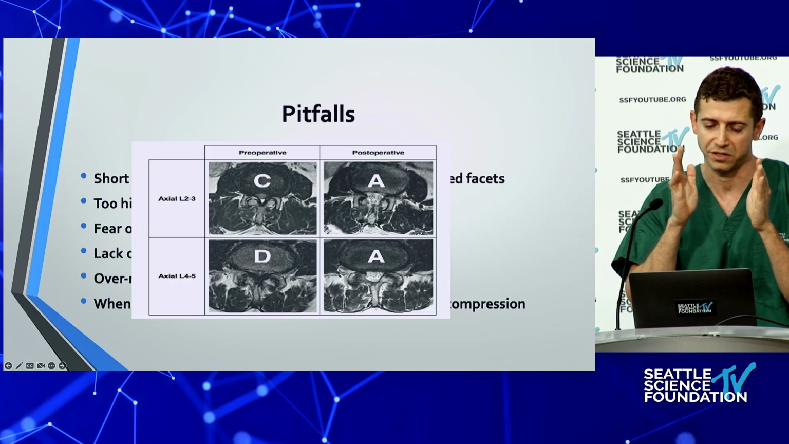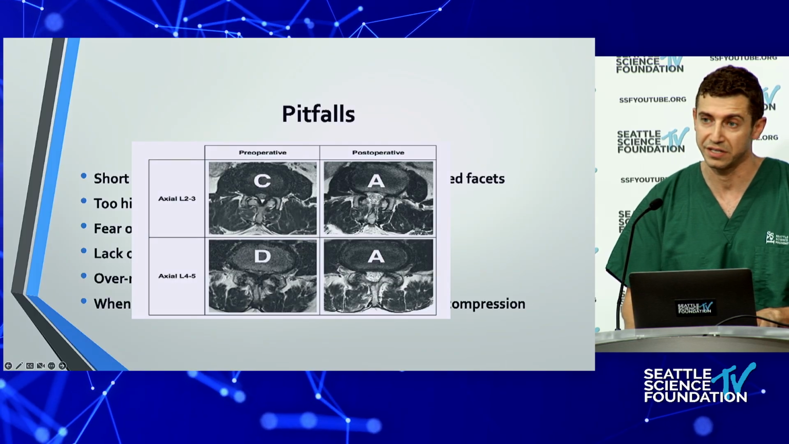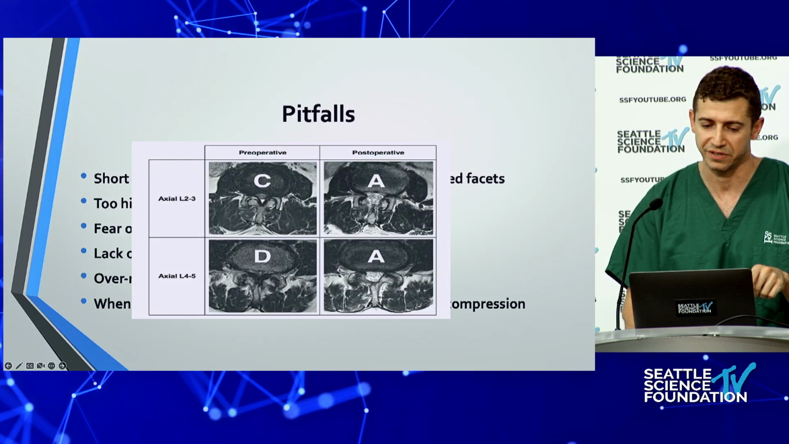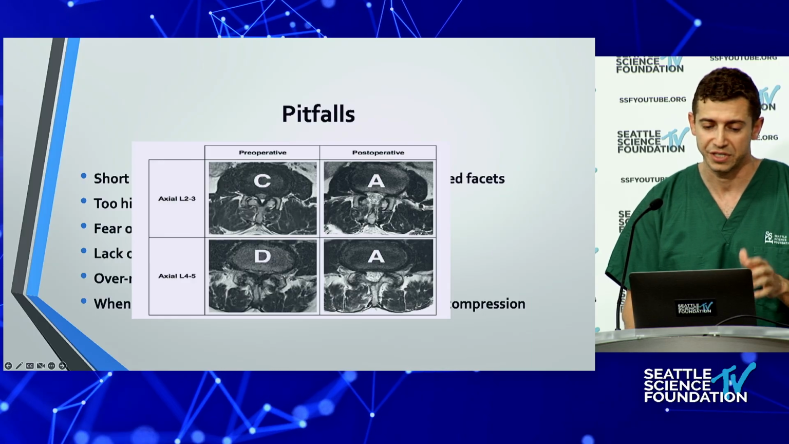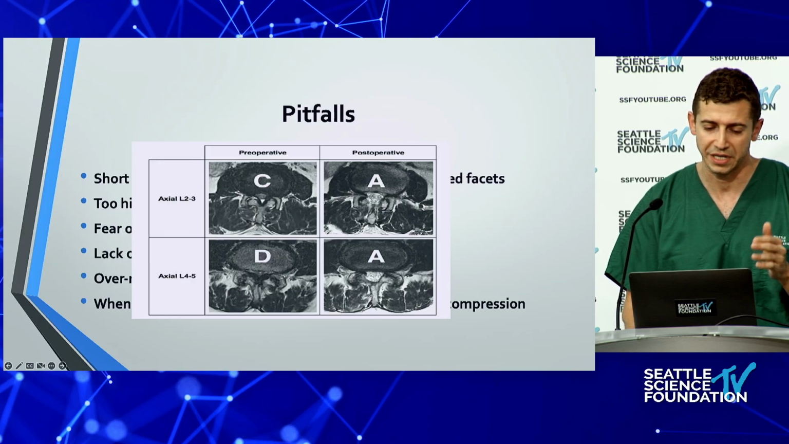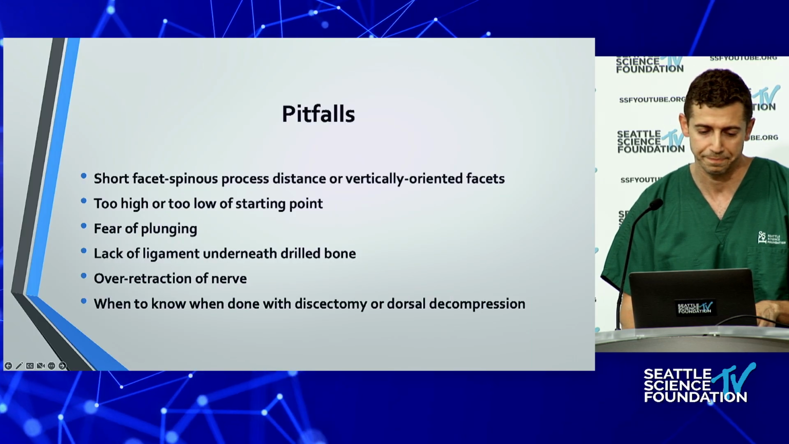And you see these patients have very vertical facets. They're super close to the spinous process, and you're still able to get a great decompression with minimal disruption of the facet joint. So it is doable. You just have to be thoughtful when you're doing the drilling and maybe start a little bit more medial.